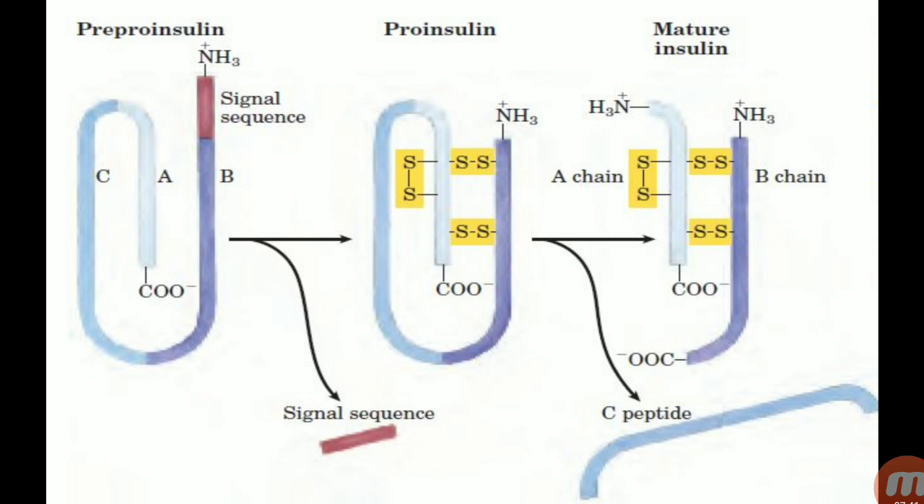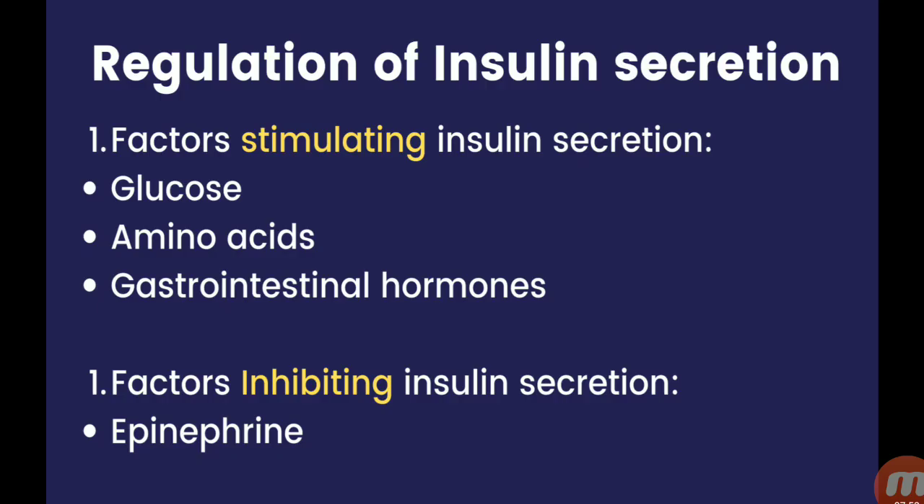Because of this reason, C peptide, whereas it has no biological activity, its estimation in the plasma serves as a useful index for the endogenous production of insulin. So now this much about the biosynthesis. Now we will move toward the next topic, that is the regulation of insulin.